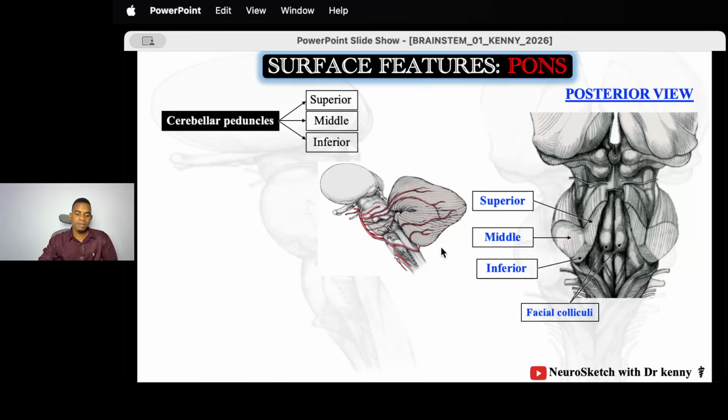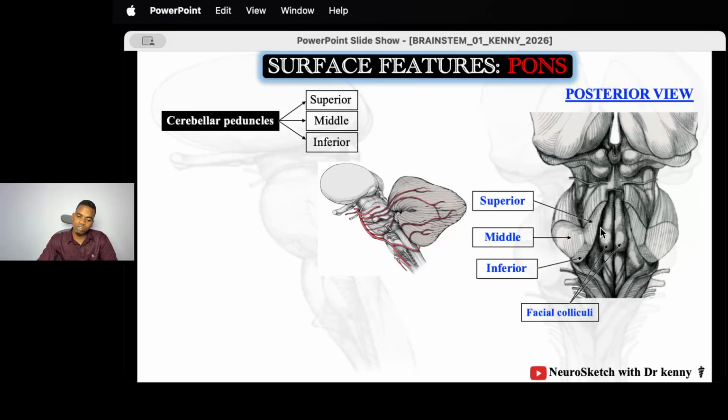So this is how the cerebellum is attached to the brainstem, because the cerebellum is like the backpack of the brainstem. It's like the brainstem has put on the backpack, and it's been attached to the brainstem by way of these cerebellar peduncles, where you have the superior cerebellar peduncle, middle cerebellar peduncle, and the inferior cerebellar peduncle.